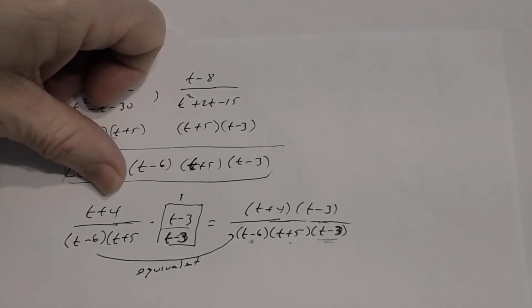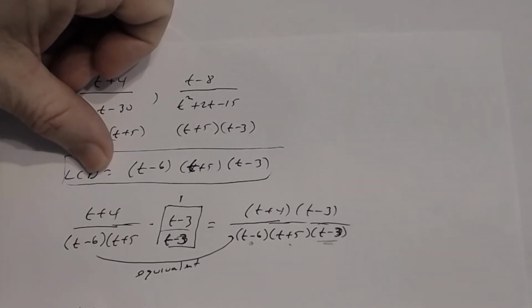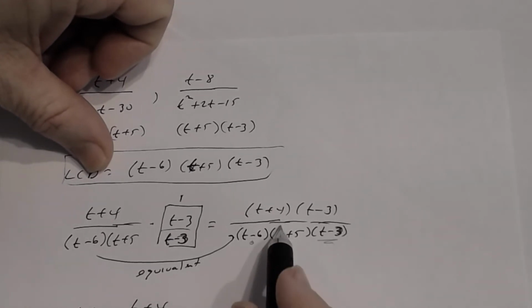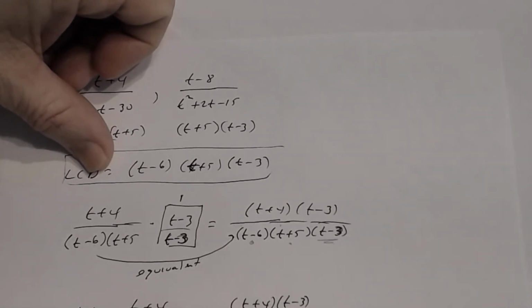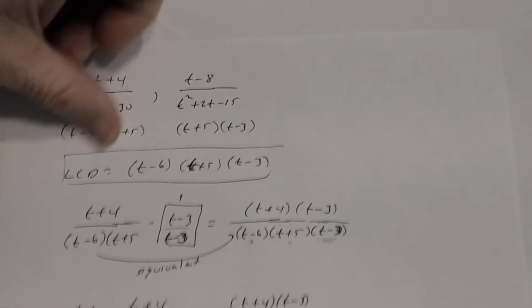And then you're done. So the answer, at least for the first one, is going to be this. You're going to say t plus 4 divided by t minus 6 times t plus 5 is equivalent to this rational expression. T plus 4 times t minus 3, and leave the denominators factored, t minus 6, t plus 5 times t minus 3.